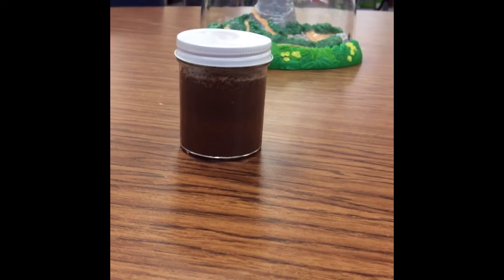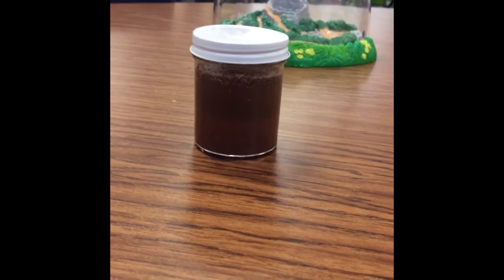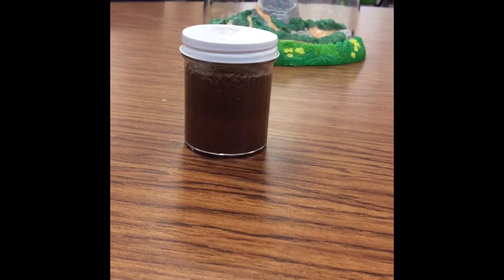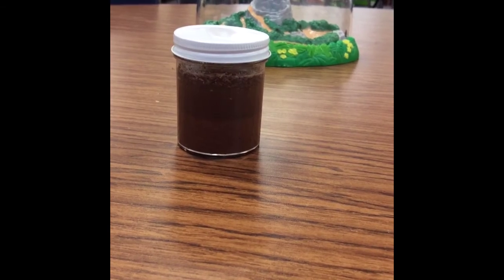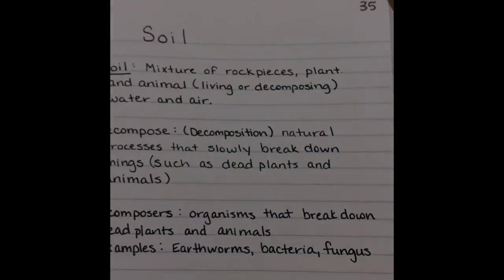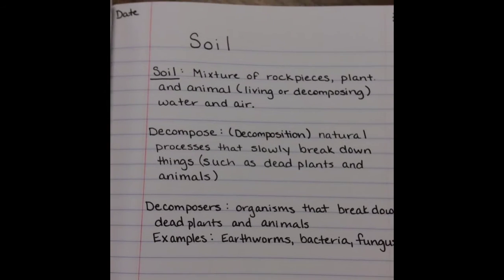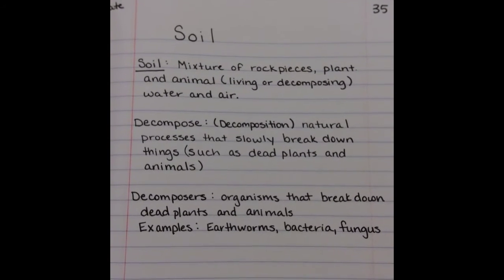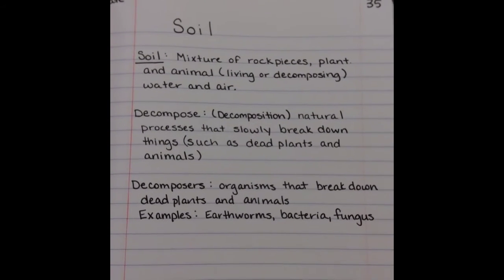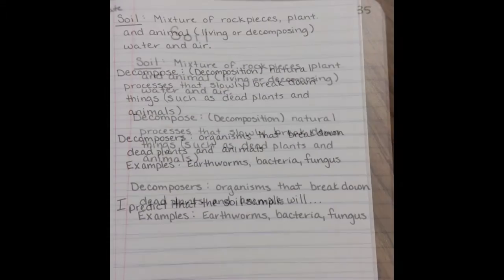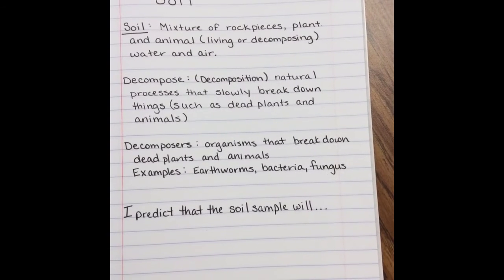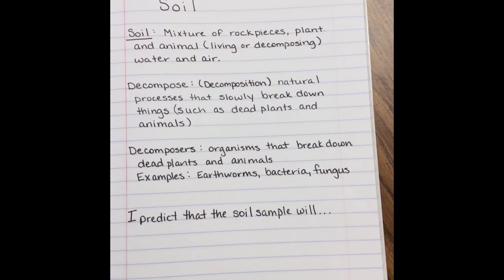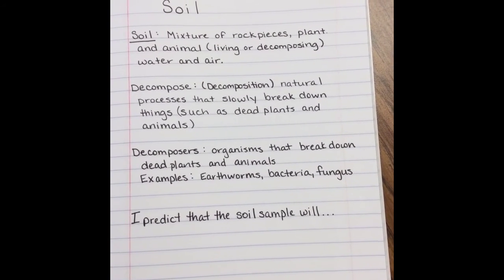Okay. And then I'm going to leave it to sit. And I'm going to go put it on the windowsill where nobody's going to touch it or mess with it. And we're going to see what happens. On the bottom of your journal, on this page right here, I want you to write a prediction. What do you think is going to happen to the soil sample? Right at the bottom of the page, I predict that the soil sample will, and write your prediction. And we'll observe it tomorrow in class and see if your prediction was correct.